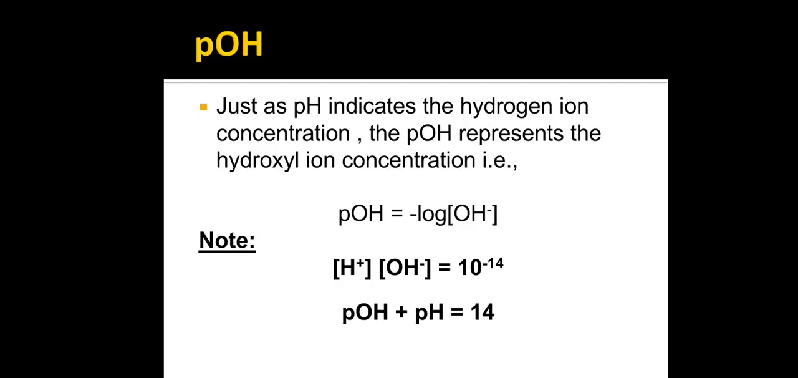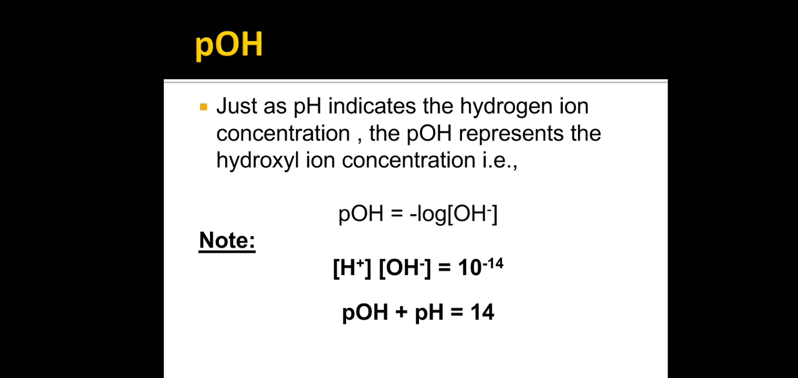Just as pH represents the hydrogen ion concentration, similarly the concept of pOH represents the hydroxyl ion concentration. The definition goes the same as pH: pOH is equal to minus log of hydroxyl ion concentration. Now, there are a few relationships between the hydroxyl ion concentration and hydrogen ion concentration, and pH and pOH, which are very important for solving numerical problems. Two such important relationships are shown in the video.